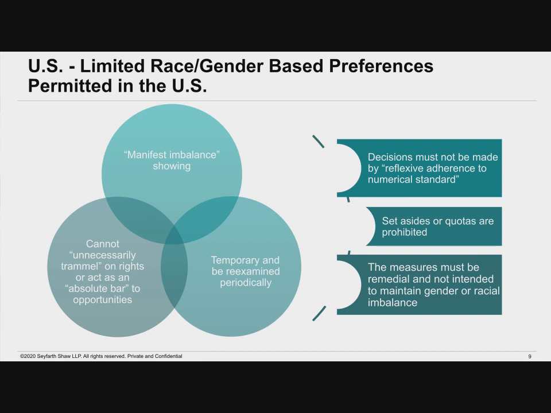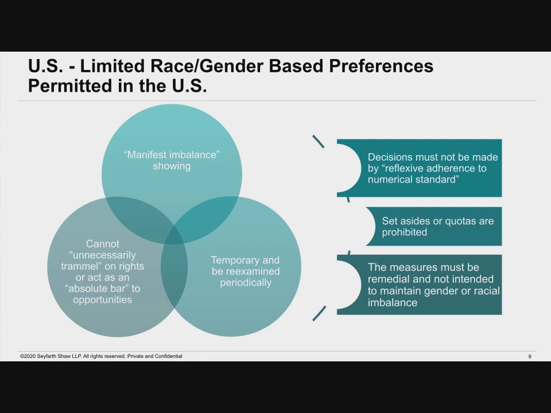There is no precise definition of what a manifest imbalance might be. If you are a federal contractor and you use statistics and analysis to look at your workforce, there may be areas there that you can borrow from, but there must be some sort of showing of having a manifest imbalance. And even if you do, then the programs that you would be implementing can't, the legal term is unnecessarily trammel on the rights of others or act as an absolute bar. So you're not going to build a program that excludes any particular group.